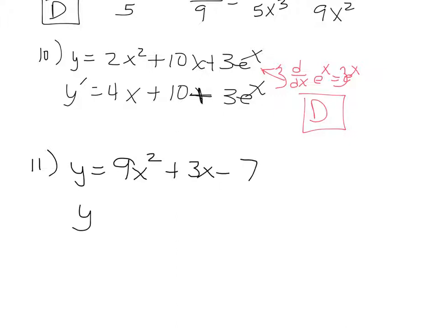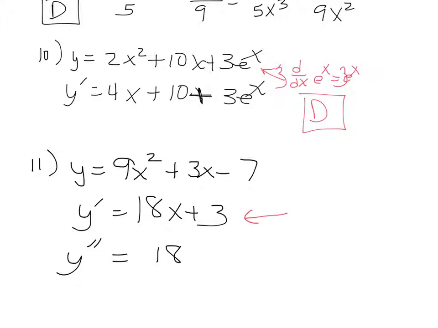So what's the first derivative? 18x. What's the second derivative? 18. Okay, so as you see, all they're doing is taking this first derivative, 2 times 9 is 18, subtracting 1. That's just 3, and then here, just 18, and this is B.